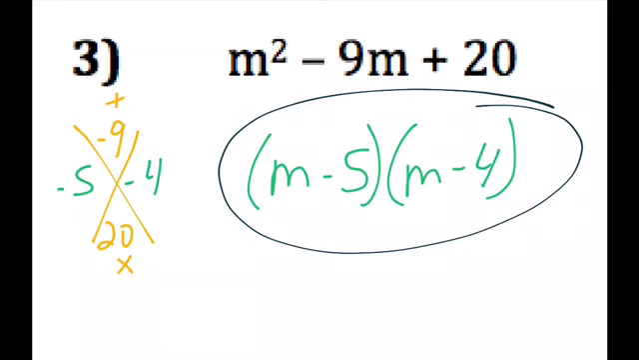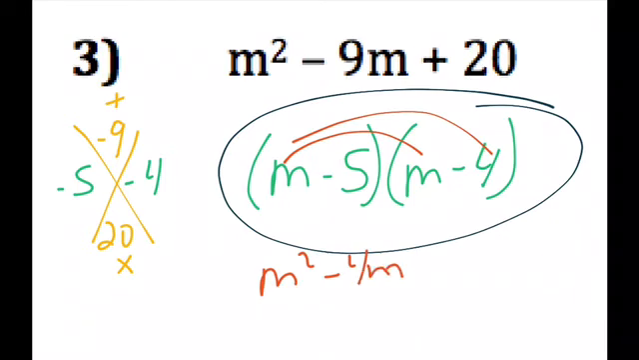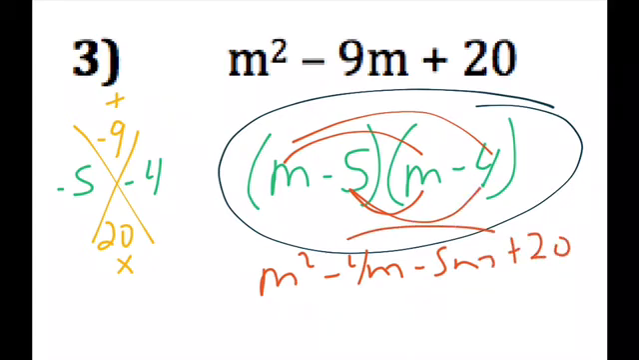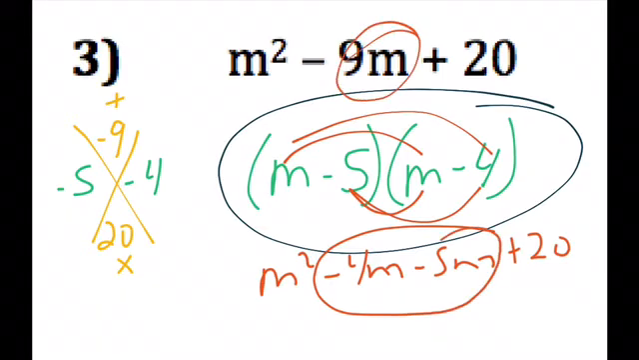And the way to know if I did this right, I'd go ahead and distribute this back through. I just multiply it back out. M times m is m squared. M times negative 4 is negative 4m. Negative 5 times m is negative 5m. And negative 5 times negative 4 is a positive 20. And here I have like terms, negative 4m minus 5m, which gives me my negative 9m.